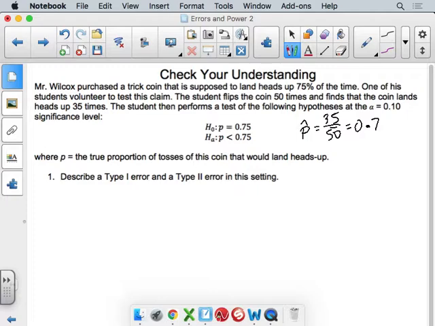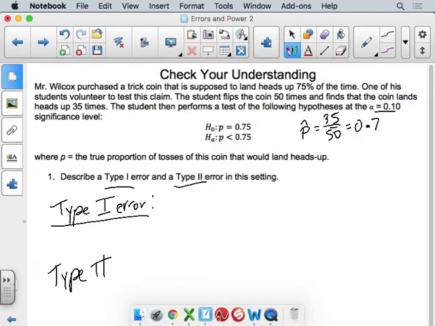Alright, so the student does a whole hypothesis test and tests it at a certain alpha. We're not actually going to do the mathematical part, but they come to some conclusion. So we're going to describe what the type 1 error and the type 2 error would be in this example. So type 1, and then maybe I'll write type 2 down here.